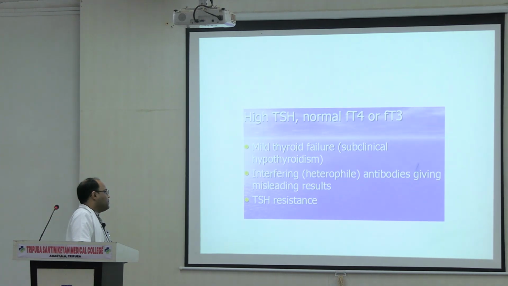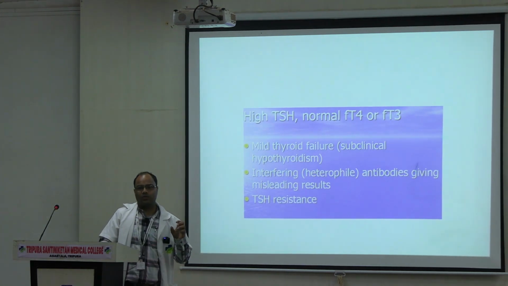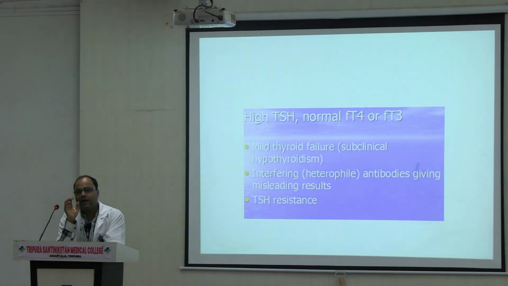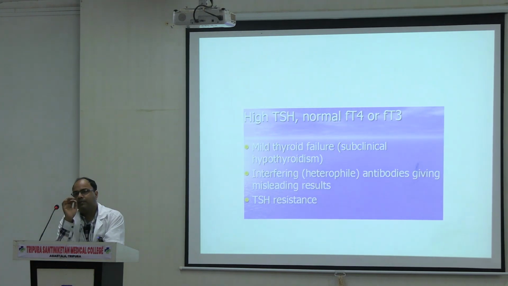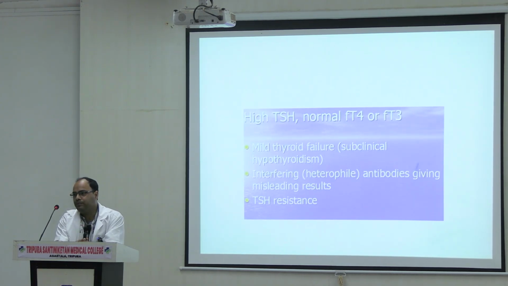Sometimes interfering antibodies cause misleading results. Another cause is TSH resistance. If the TSH value is very high, you may suspect TSH resistance. Please remember, subclinical hypothyroidism is also common. Here you find a high TSH value, not very high, but high, with low normal free T4 and free T3.